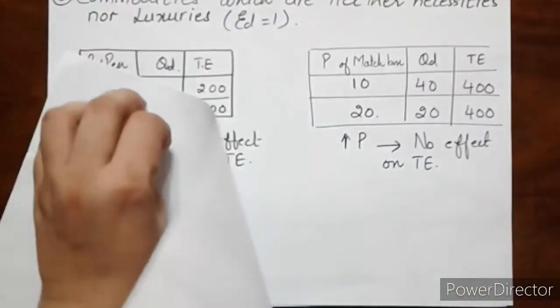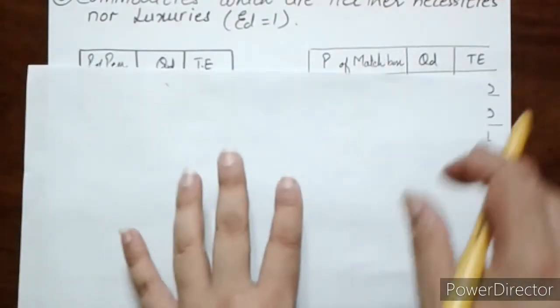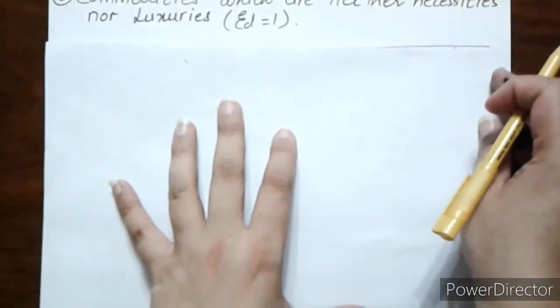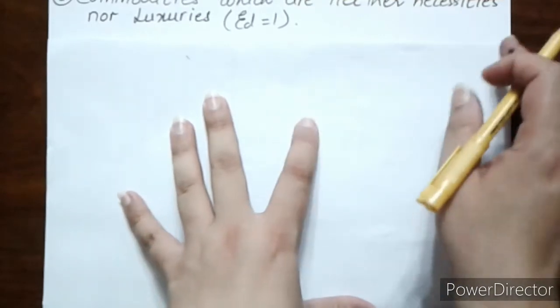Okay. Now let's discuss the third situation through total expenditure, total revenue method.